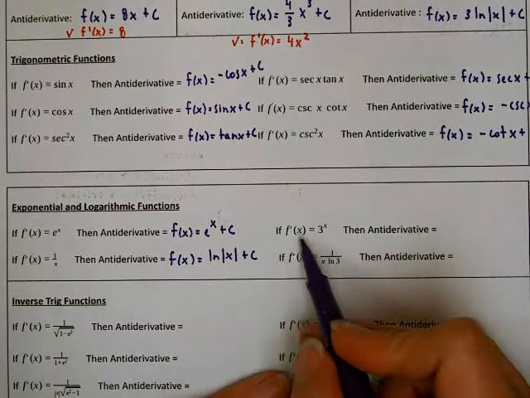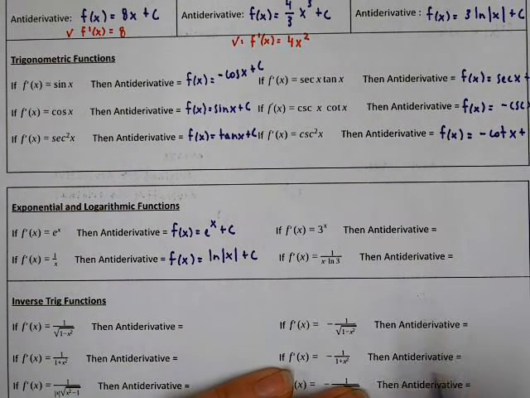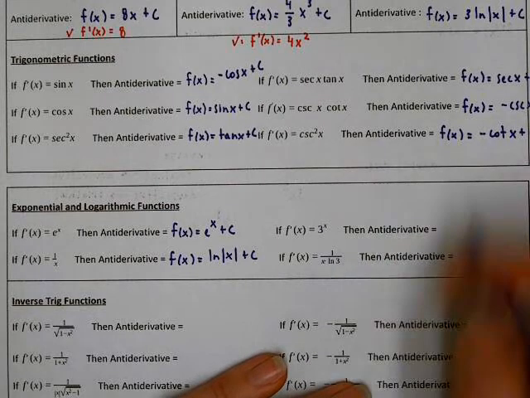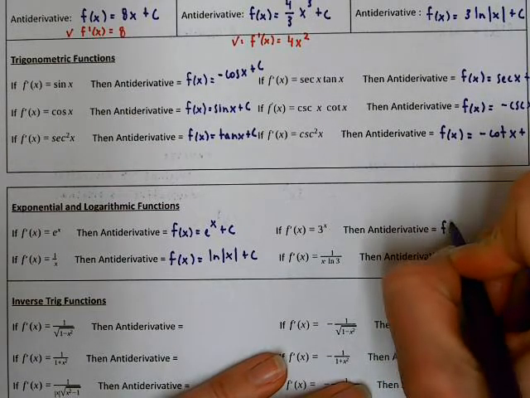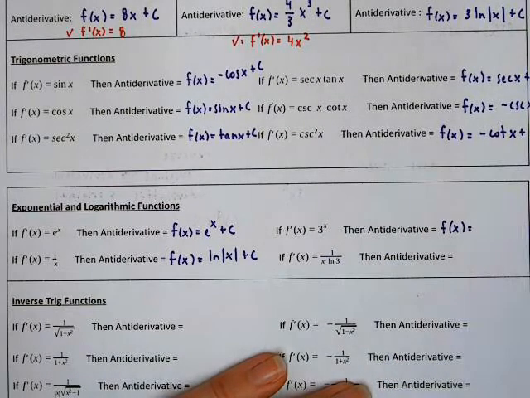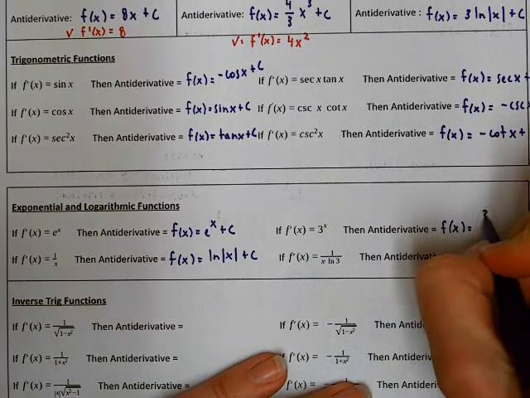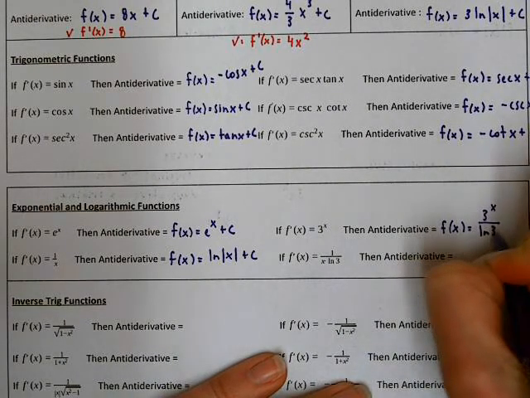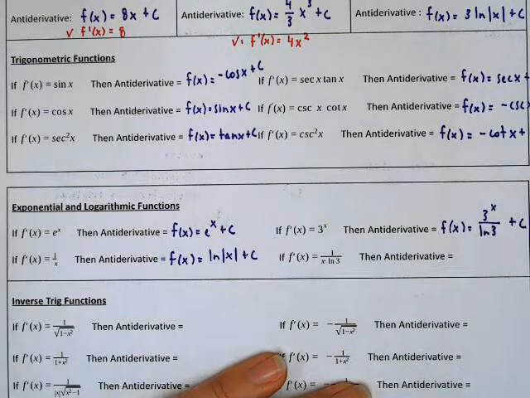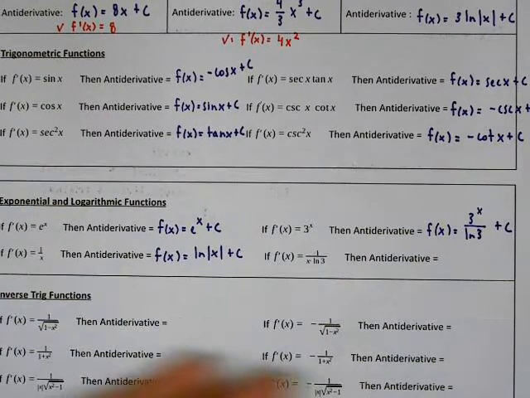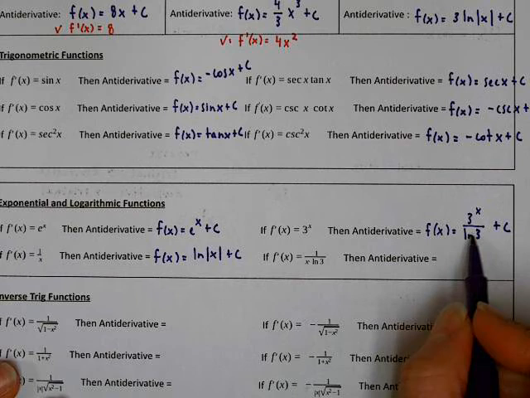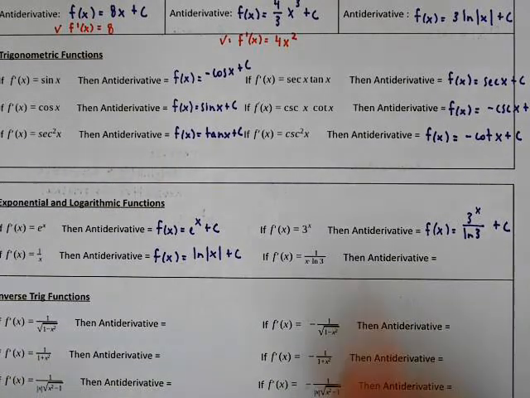Let's see, f prime of x equals 3 to the x. So here, my antiderivative is actually going to be 3 to the x over natural log of 3 plus c. And this is probably one of the trickier ones. So let's think about that. Let's actually check this one.